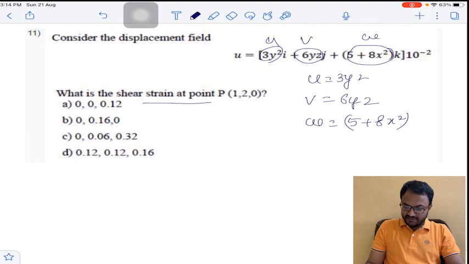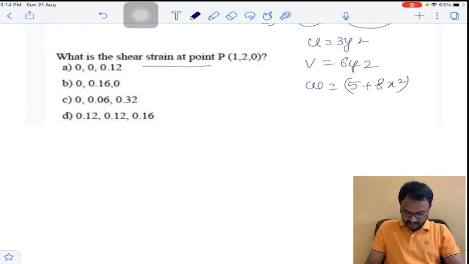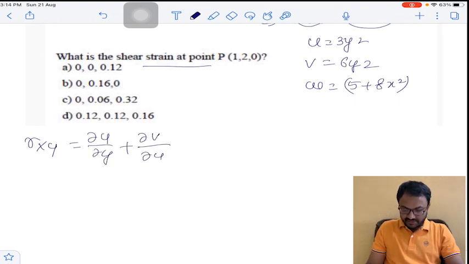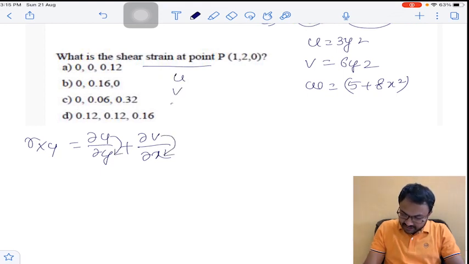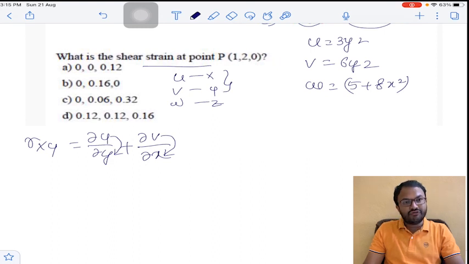For shear strain you will have separate formulas. Gamma xy is equal to dou u by dou y plus dou v by dou x. So here u has to be differentiated with respect to y, and v has to be differentiated with respect to x. Generally u, v, w correspond to x, y, z. So when you are calculating the shear strain in the xy plane, you will have terms u and v. U can be differentiated with y, v can be differentiated with x. It's very easy to remember the formula.